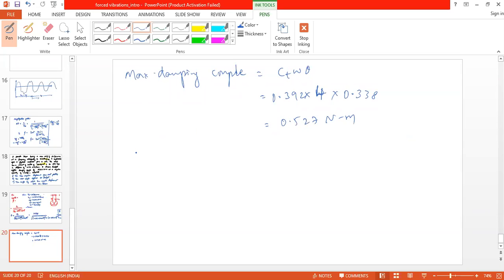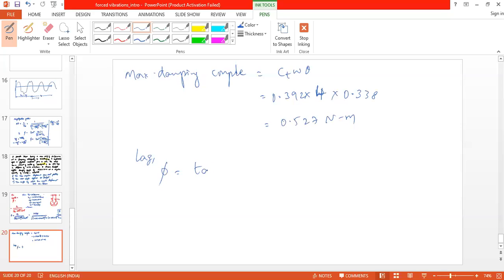And what is the lag? The third question, lag, that is the angle by which the angular displacement lags the torque. That is phi. Phi is the phase lag.